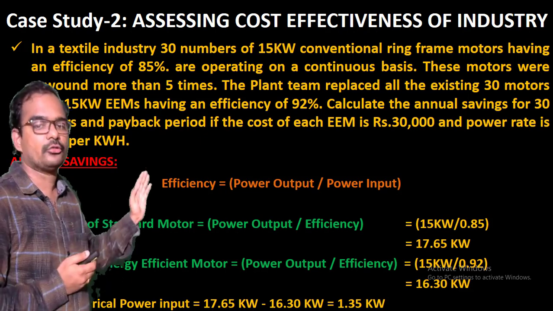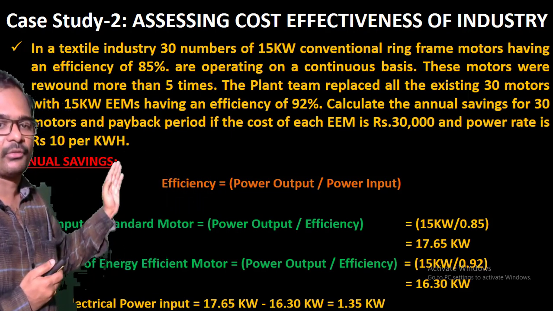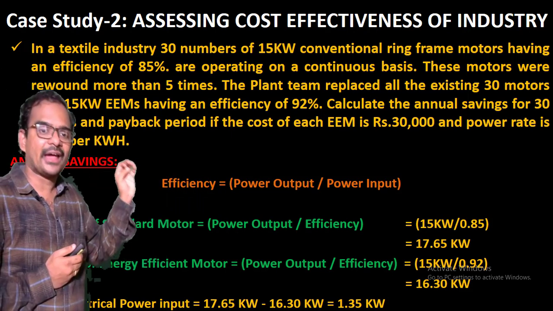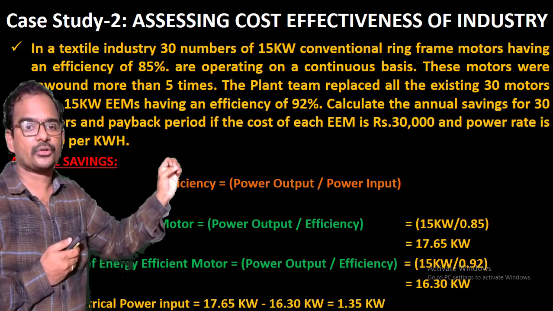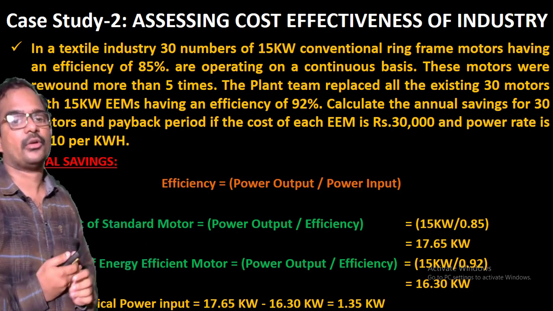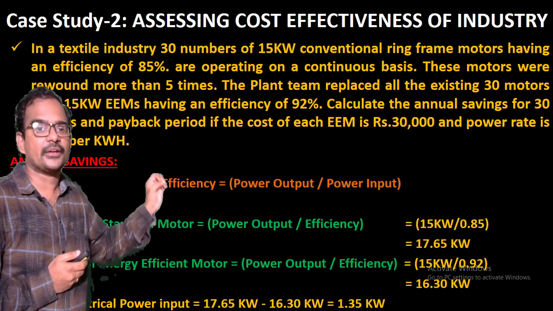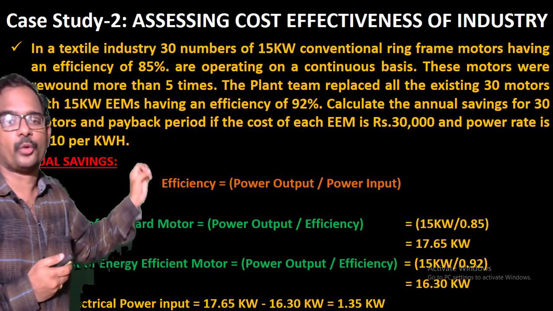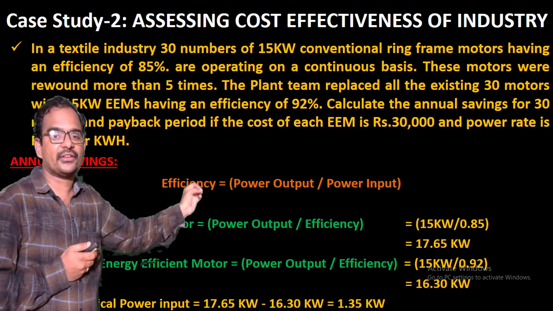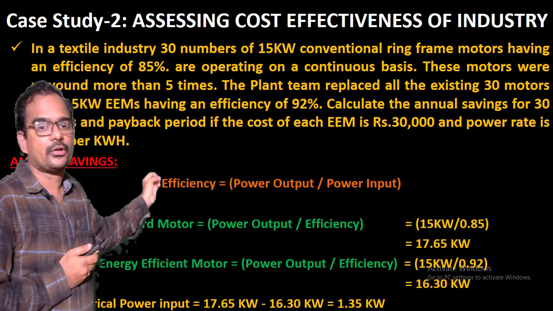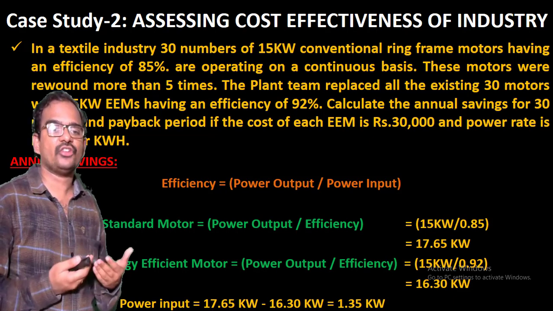Efficiency is equal to mechanical power output divided by electrical power input. Now we have to calculate the electrical power input of the standard motor. How can we calculate it? By dividing the mechanical power output of the standard motor by the efficiency of the standard motor. What is the mechanical power output of the motor? 15 kilowatt. And what is the efficiency of the standard motor given in the problem? 85%, that is 0.85. Now 15 kilowatt divided by 0.85 will come to around 17.65 kilowatt, the power input of a standard motor.